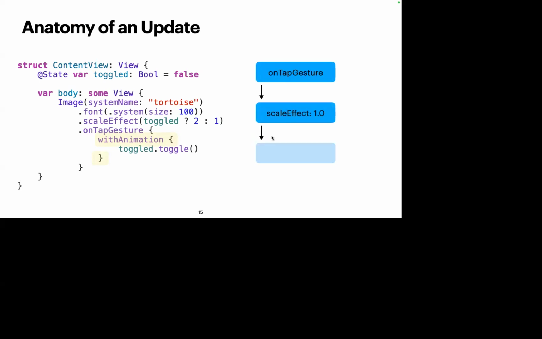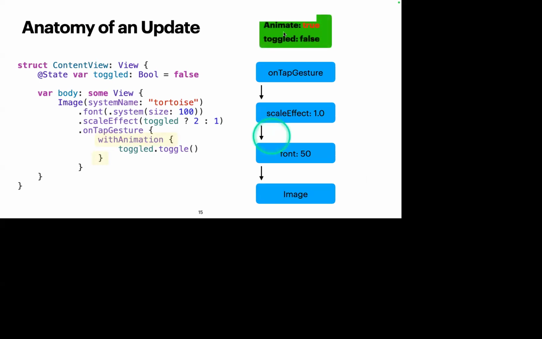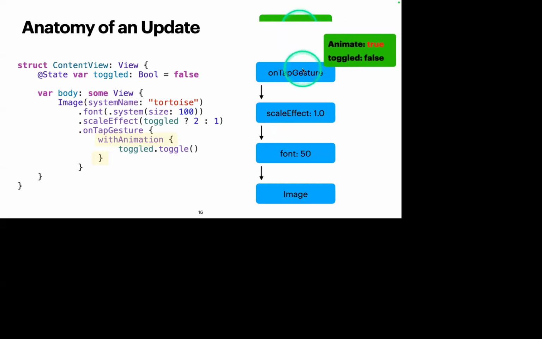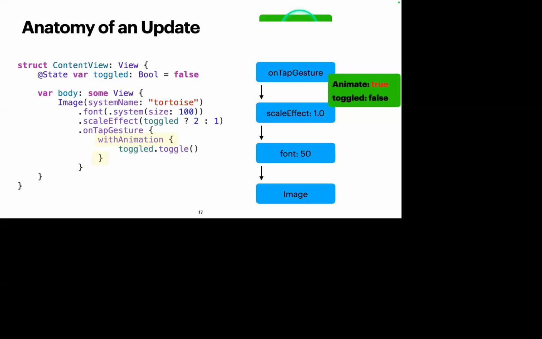So again, these are the view modifiers in reverse order. We have the animation, we have the transaction here. And in this case, it tracks another piece of metadata, which is this animate flag, and we want to animate it, so it's true. So again, it goes down the whole hierarchy in reverse order. Hey, there's a dependency on scale effect. We want to change it to 2.0 now. Now, in this case, it has an animation, and we will animate it accordingly.